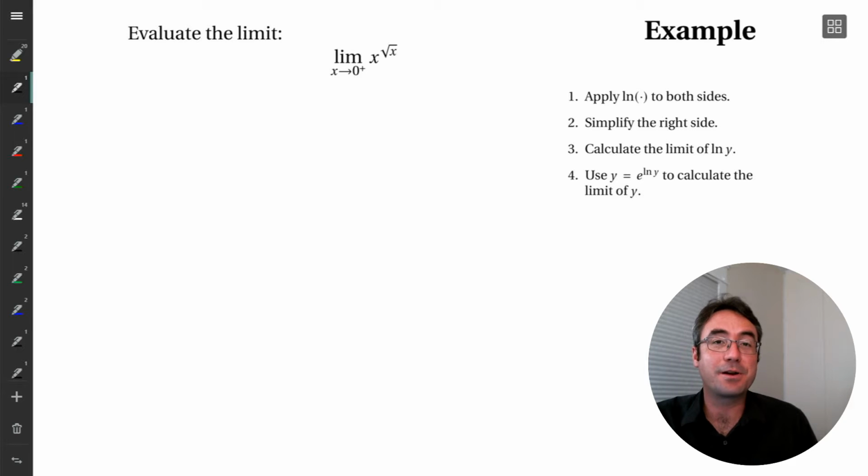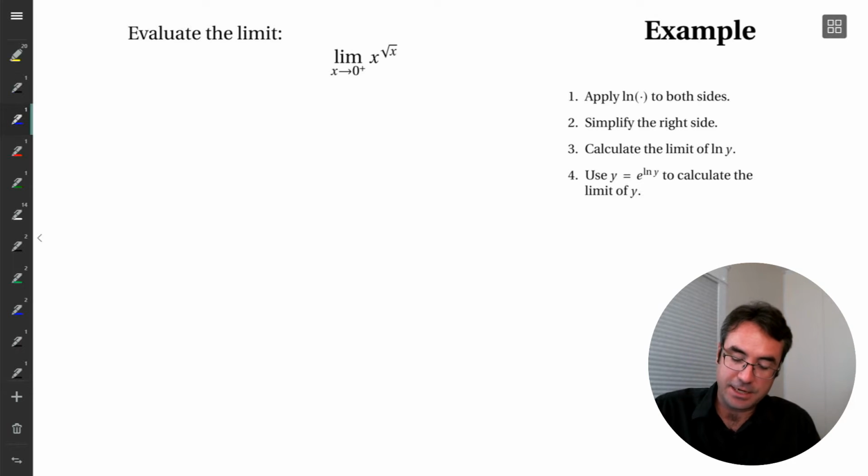Here's an example for our indeterminate powers. So we're going to do the limit as x goes to 0 from the right of x raised to the square root x. And this is an indeterminate power. We see x's in both the top and the bottom here. And let's actually check it out.